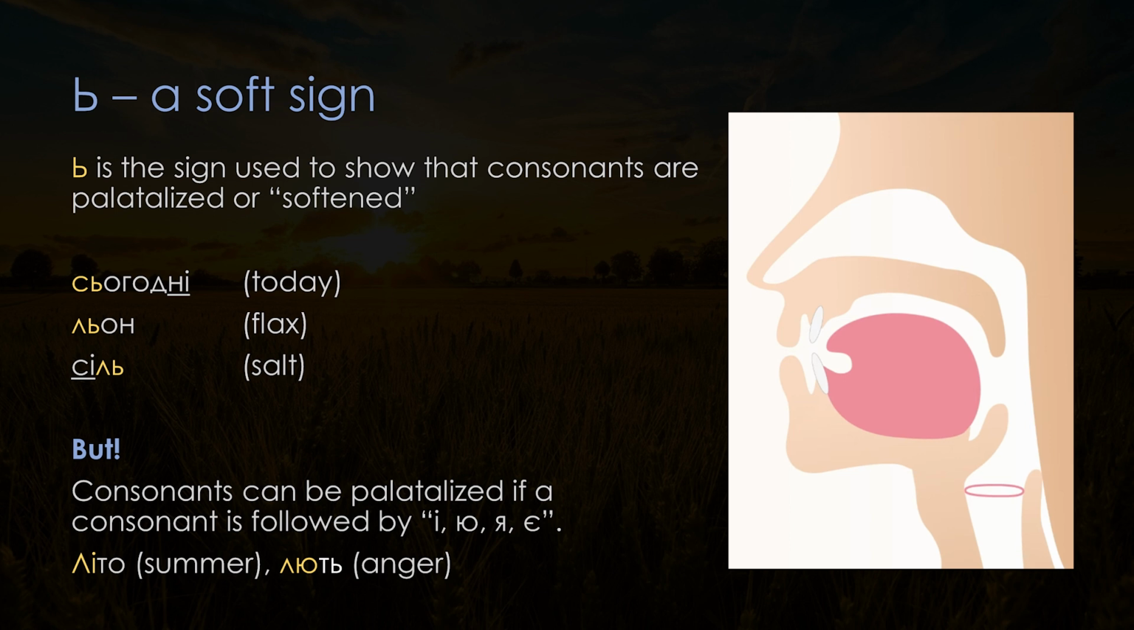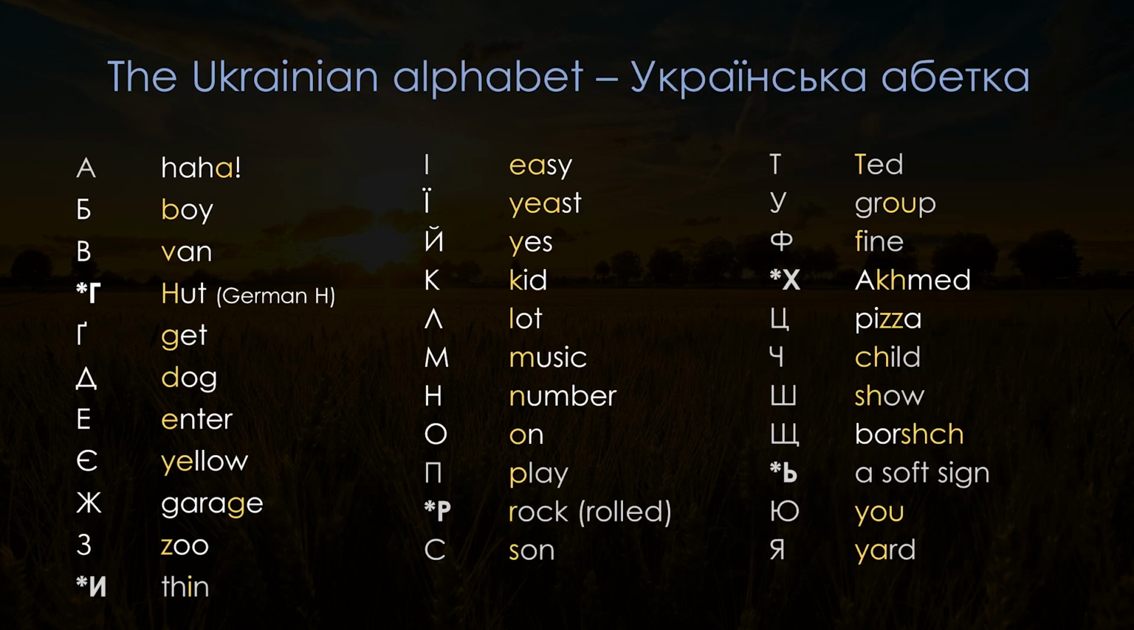However, consonants can be palatalized if a consonant is followed by the following letters, like I, U, Ya, or Ye. Like in the following examples, lito or lyuty. Finally, we have covered the full table of Ukrainian sounds. Now, let's try reading using the Ukrainian alphabet.